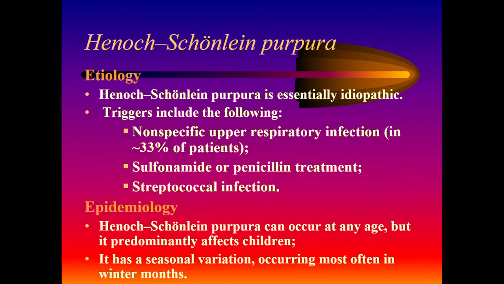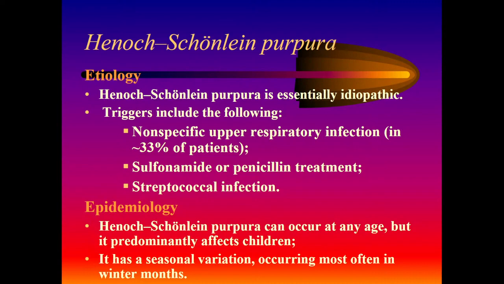Schönlein-Henoch purpura. The purpura is essential idiopathic. Triggers include the following: non-specific upper respiratory infection in nearly 33% of patients, sulfanilamide or penicillin treatment, and streptococcal infection. These are triggers for Schönlein-Henoch purpura.